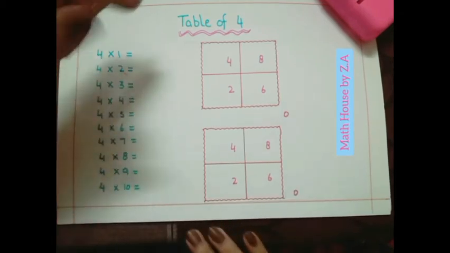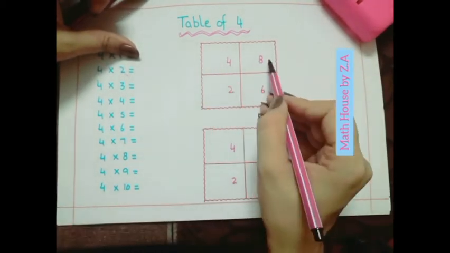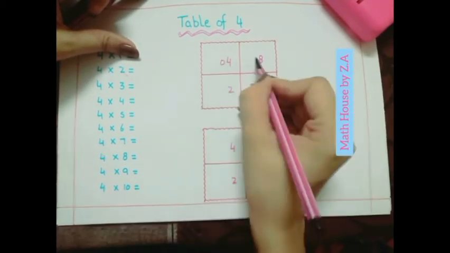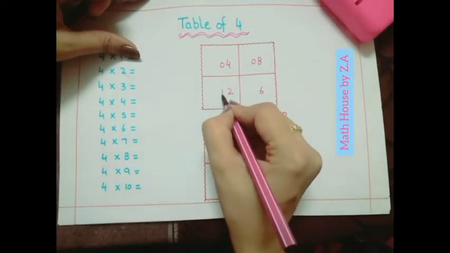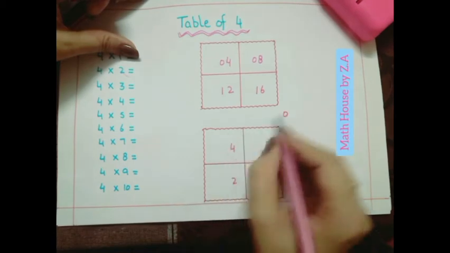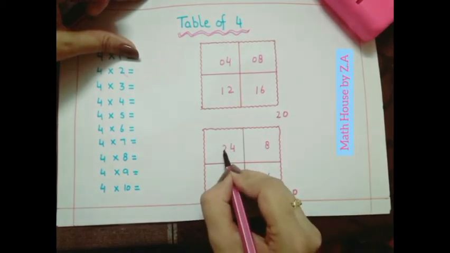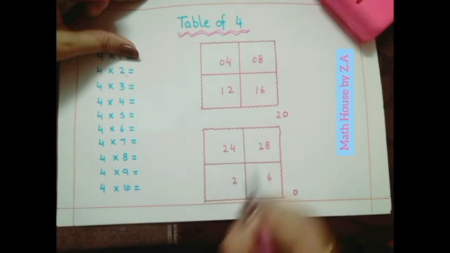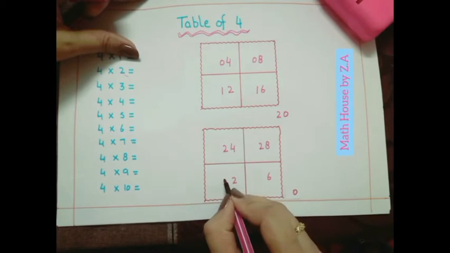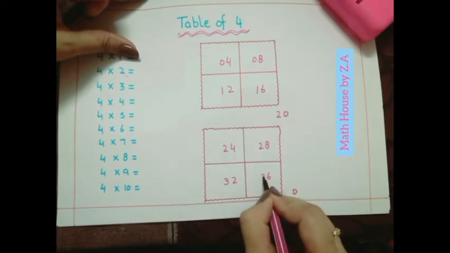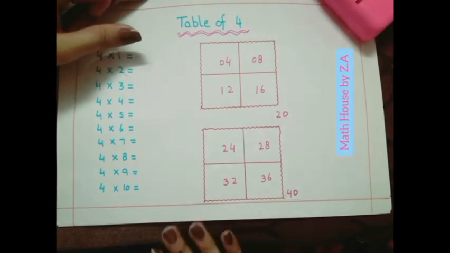So now we will write 0 in the first row with 4 and with 8. Now we will write 1 with 2 and with 6 and 2 with 0. After that we will write 2 with 4 and 8, then 3 with 2 and 6 and now 4 is here. That's it. The table is complete.